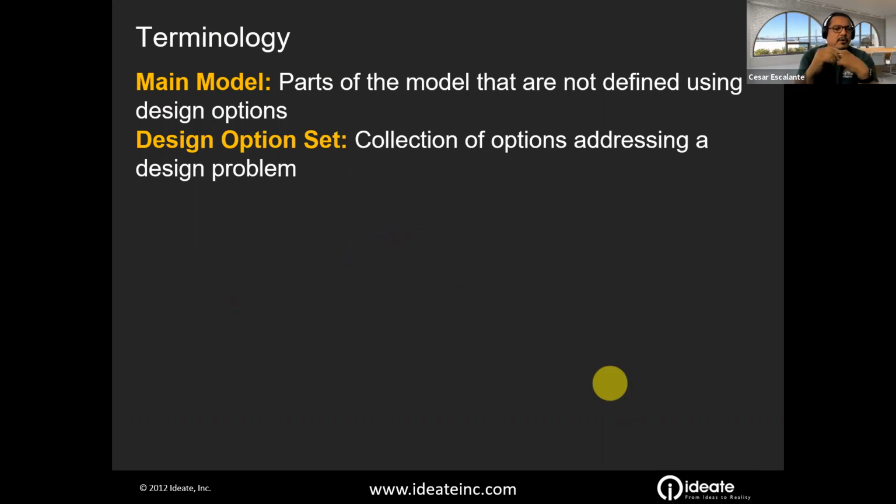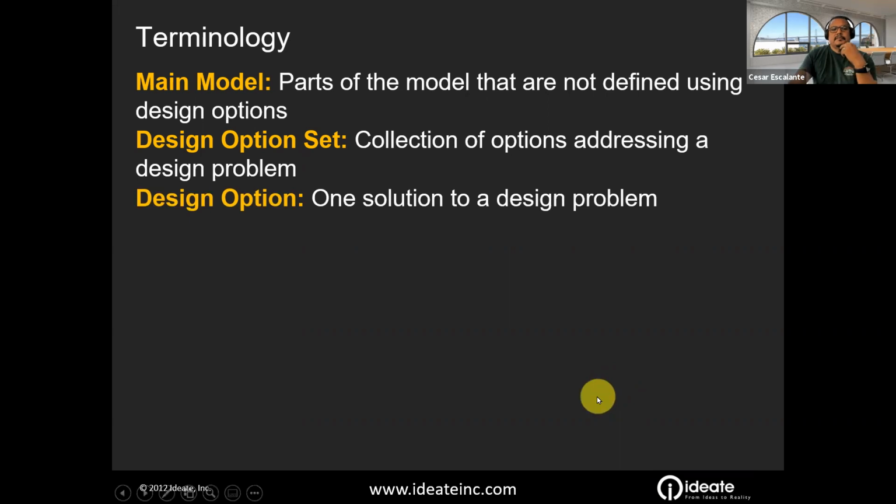A design option set is a collection of options addressing a design problem. You want to have 4 layouts of furniture in a floor plan, that is an option set. Or you want to have 3 options of a lobby layout, and that is an option set. You can have multiple option sets in a project, you just need to name them accordingly. A design option is one solution to a design problem. An option set has multiple design options.